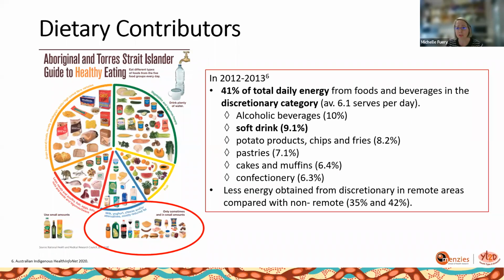So based on the Aboriginal and Torres Strait Islander Guide to Healthy Eating, which is an adaptation with traditional Indigenous foods, the survey found that in 2012 to 2013, 41% of total daily energy for Aboriginal and Torres Strait Islanders came from foods and beverages in the discretionary category, or sometimes foods. And this equated to an average of 6.1 serves per day, with the majority coming from alcoholic beverages, soft drink at 9.1%, potato products, pastries, cakes and muffins, and confectionery, with less energy obtained from discretionary choices in remote areas compared to non-remote at 35% versus 42%.